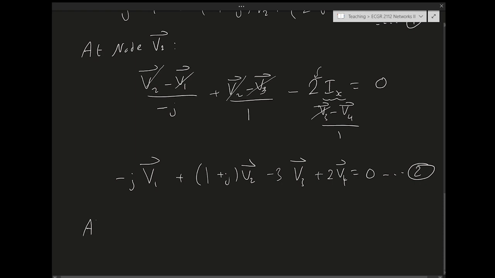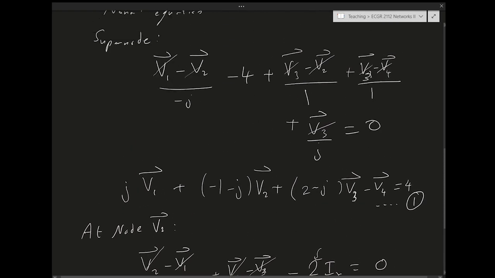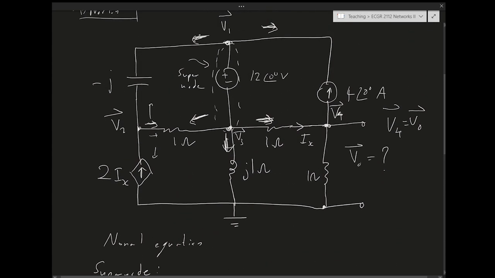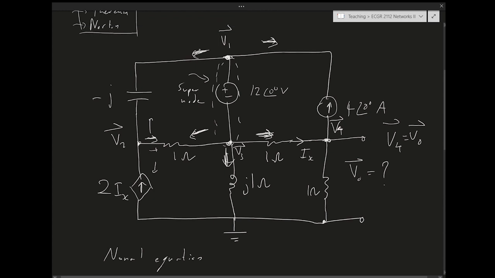Now I look at node V1, which is this node. No, not V1. Sorry, I look at node V4. So I covered the supernode, I covered V2, now I need to cover V4. This node has 3 currents going through it.